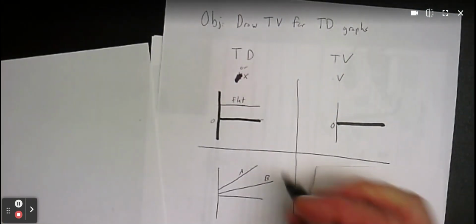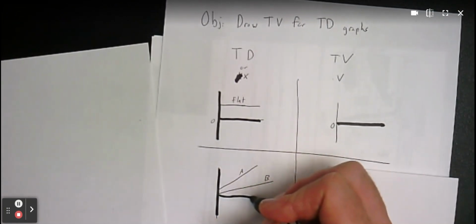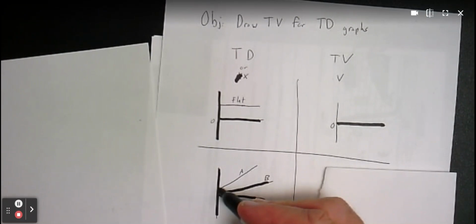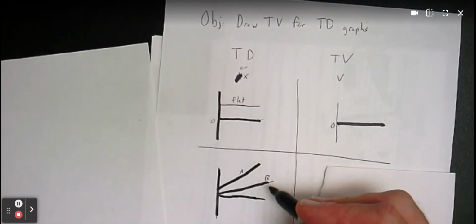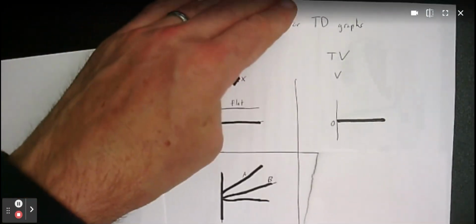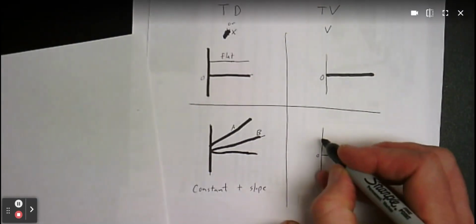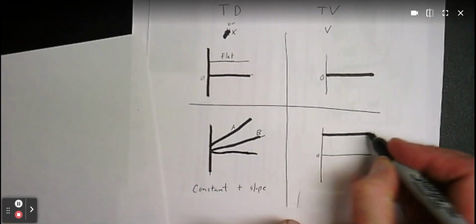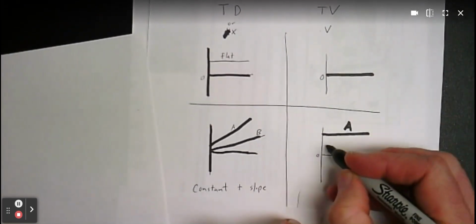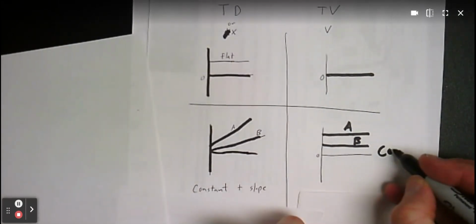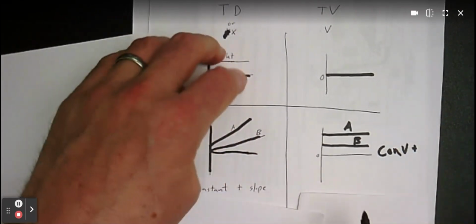Okay, the next one. I've got a constant positive slope. These are straight lines. They're a little curved, but I meant to draw them straight. What would that look like on a velocity graph? This is 0 again. The steeper the line, the higher up it is. But since they're straight, it'd be a constant v. Constant positive v. All right?